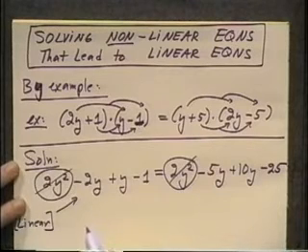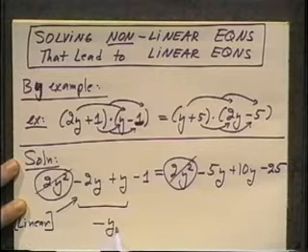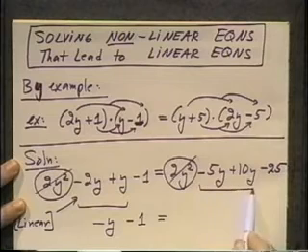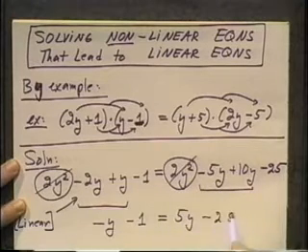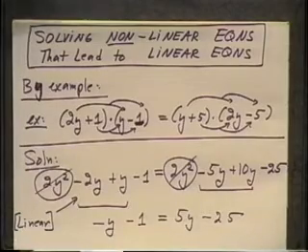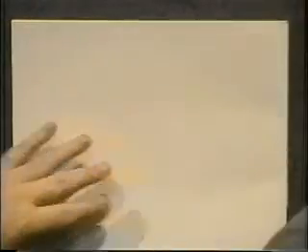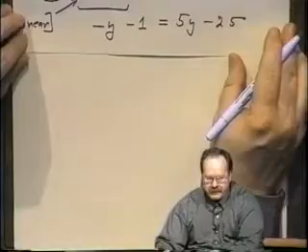All right, well, let's start simplifying some things here. The minus 2y and the y give me minus y minus 1 equals the minus 5y and the 10y give me 5y minus 25. And I'm going to need to move things around here, so let me move to another page. Let me bring that last part up here so you can see that last bit.